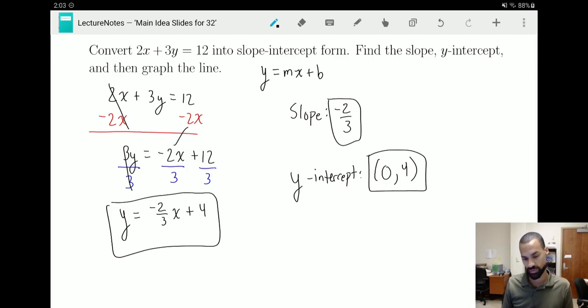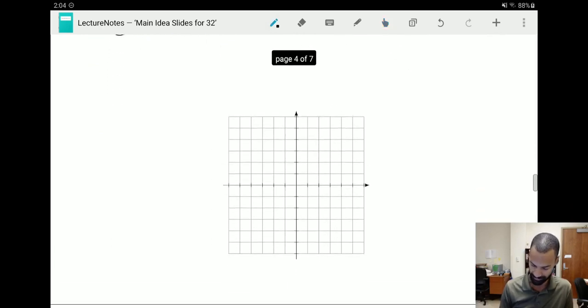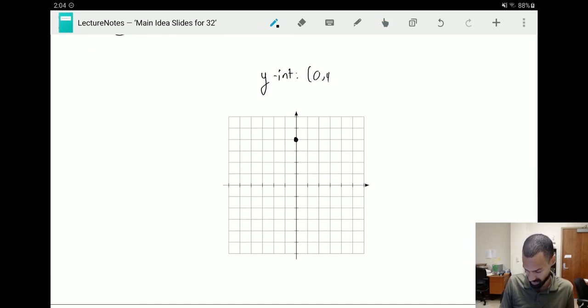Okay, so we have (0, 4), and we have negative 2/3. We're going to use that information to graph the line. Okay, so keep in mind, the y-intercept is a point on the graph. We know where that goes. 0, so in the middle, then up 4. And then we have the slope is negative 2/3, which, remember, slope tells you how steep the line is. That'll also tell you how to find other points. Okay, so let's start off with (0, 4). 0, 1, 2, 3, 4. There's my y-intercept. The y-intercept is (0, 4), so I plot that first.